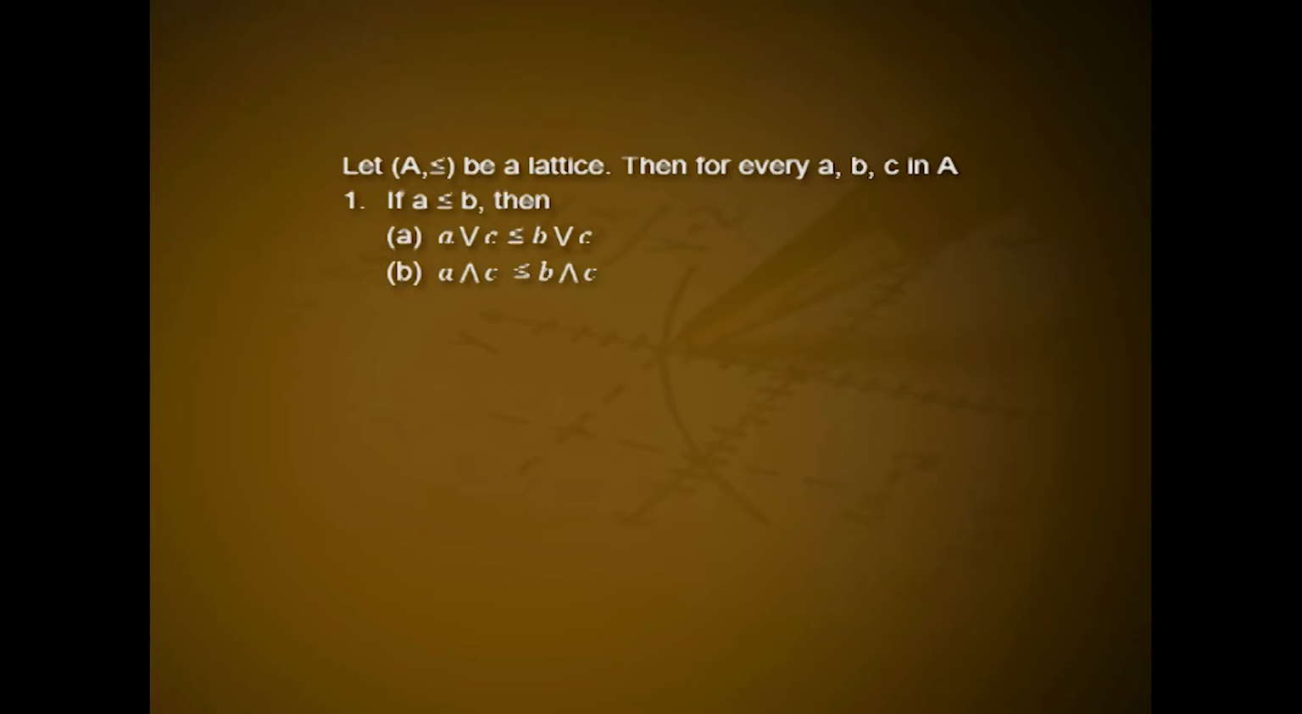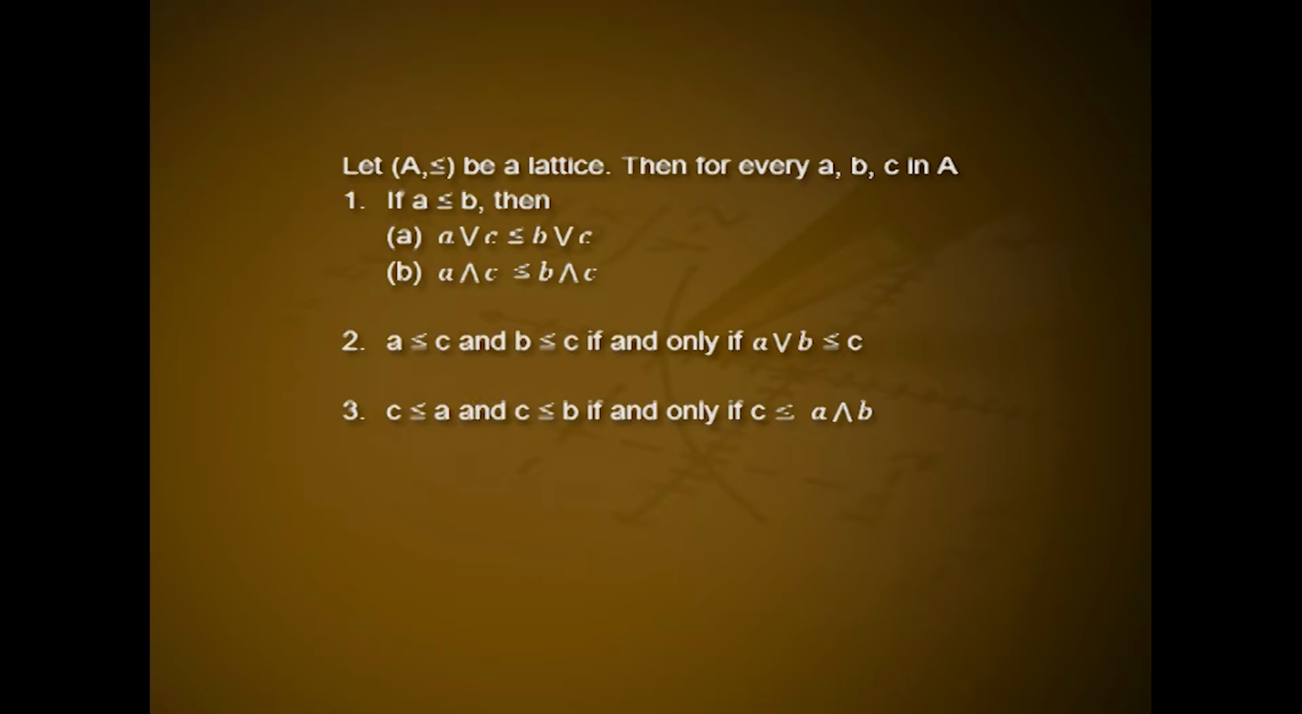Theorem 3. Let (A, ≤) be a lattice. Then for every a, b, c in A, first one, if a is less than or equal to b, then a join c is less than or equal to b join c, and a meet c is less than or equal to b meet c. Second one, a is less than or equal to c and b is less than or equal to c if and only if a join b is less than or equal to c. Third one, c is less than or equal to a and c is less than or equal to b if and only if c is less than or equal to a meet b.